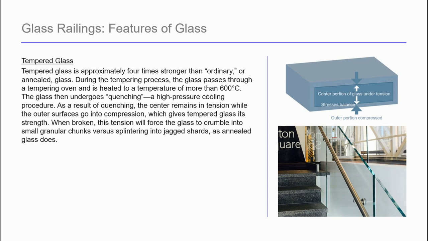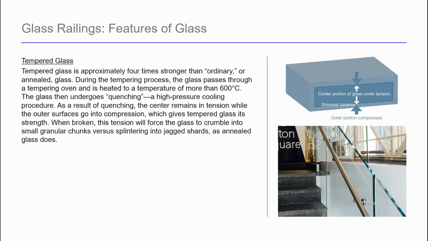As a result of the quenching, the center remains in tension while the outer edges go into compression, which gives tempered glass its strength. So like other brittle materials, glass is weak in tension. What we do is add this compression, basically a pre-compression. So you have to overcome that compression in the glass before you start to put tension in the glass, and that makes it stronger. When broken, the tension force will force the glass to crumble into small granular chunks versus splintering into jagged shards as annealed glass does.